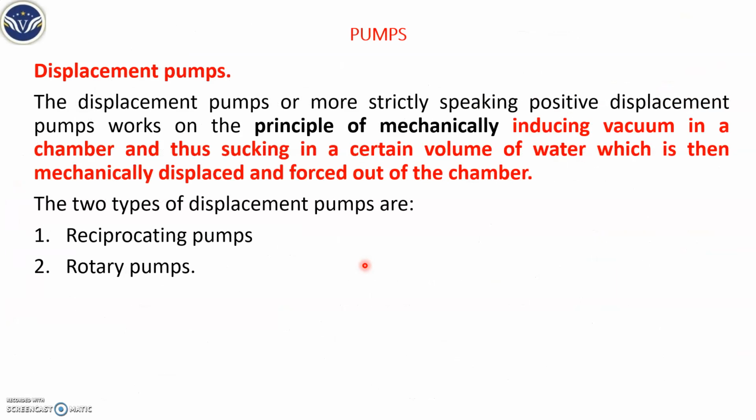Next one, the displacement pump. A displacement pump works on a mechanical principle. It includes a vacuum chamber which sucks in a certain volume of water. Then the water is displaced with the help of mechanical action and forced out from the chamber itself. Again, there are two types: one is reciprocating pumps, another is rotary pumps.